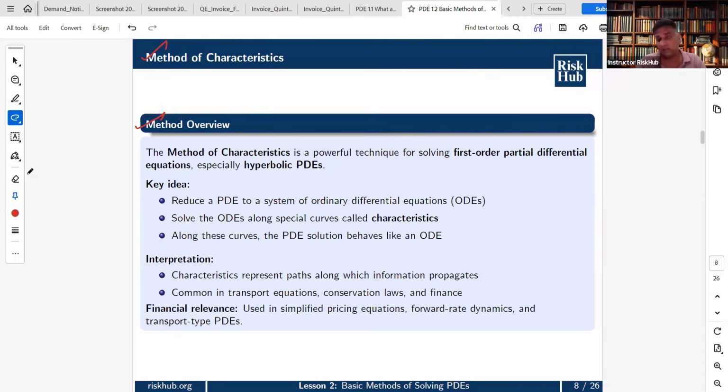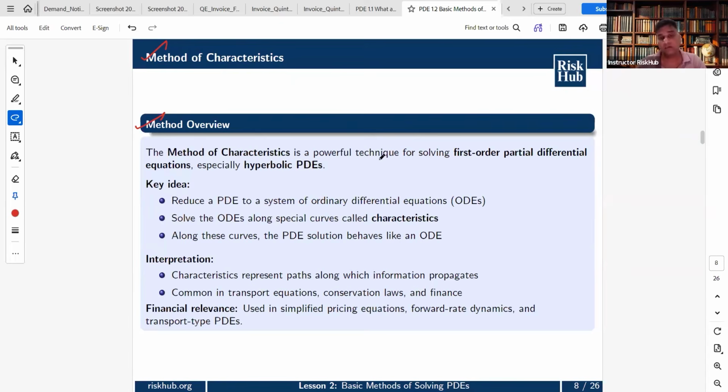When we look at PDE types: the heat, parabolic PDE, main behavior is diffusion and smoothing. Suitable methods are separation of variables, Green's function, FDM. Then we have the first order transport PDE, main behavior is movement and propagation, suitable method is characteristics. Then we have complex pricing PDEs, main behavior is no closed form, suitable method is numerical methods, right?